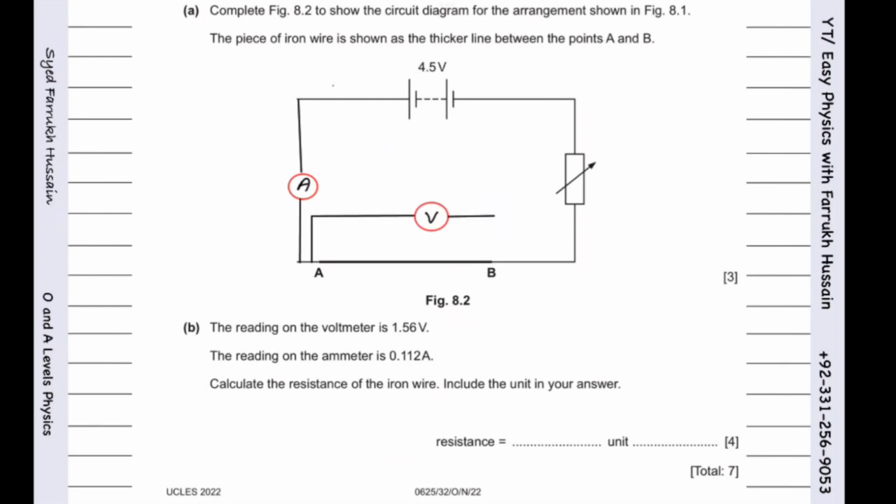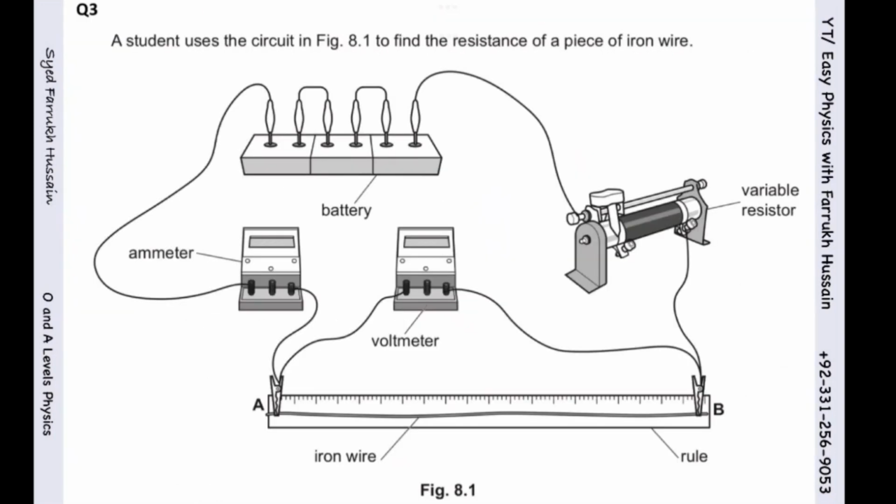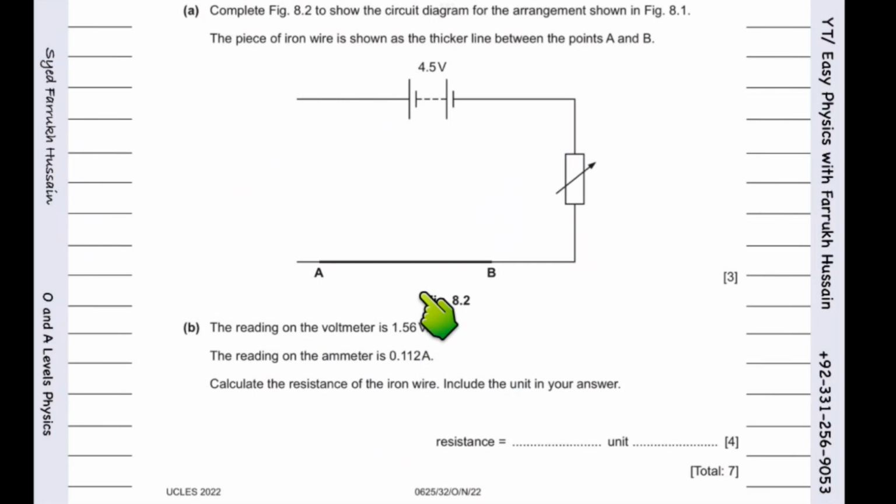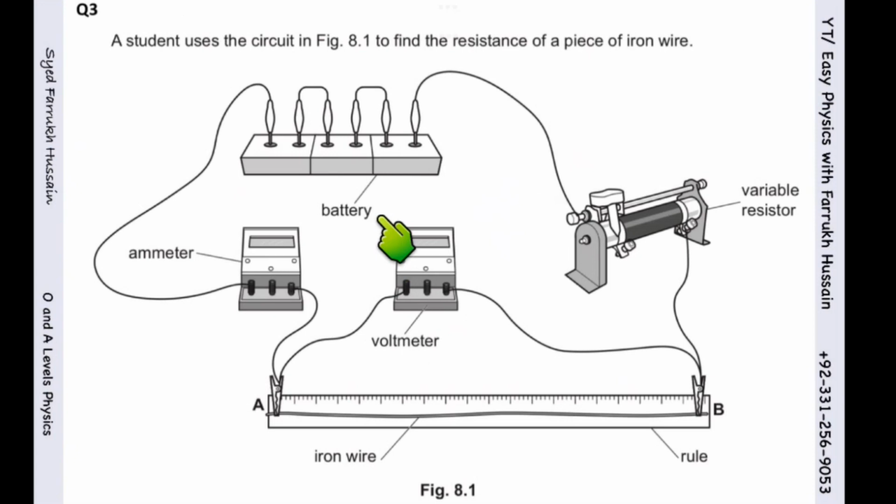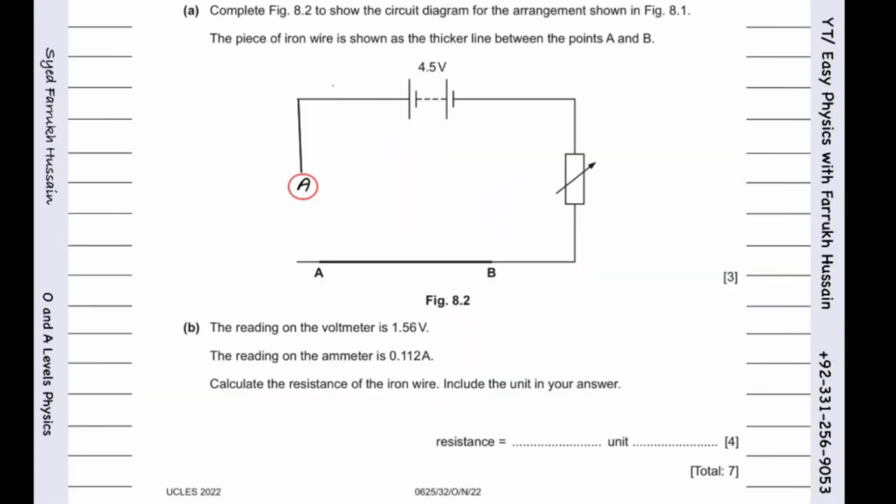So ammeter, and voltmeter in parallel. Is this complete now? No, we need to have the iron wire. The iron wire is already drawn. The piece of iron wire is shown as the thicker line between the points here. So you see the circuit and you see this one. Now it's complete.